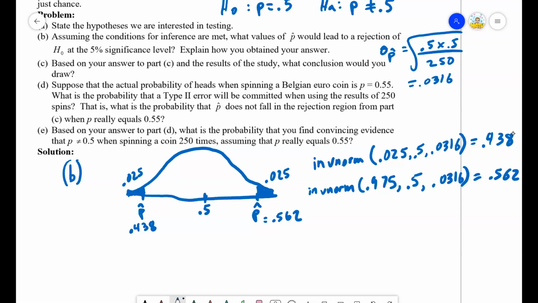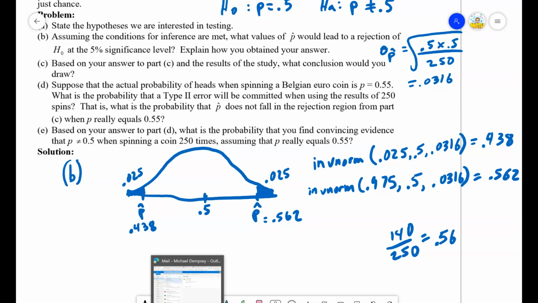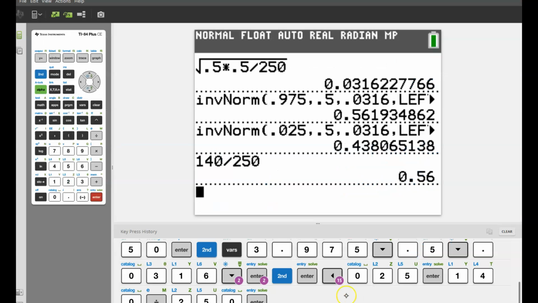We got 140 out of 250, right? And that's 0.56. So without actually running the test, we would conclude that we would not reject the null hypothesis. So part C says, based on your answer to part B and the results of the study, what conclusion would you draw? We would have to conclude that we don't have significant evidence that it's minted improperly. Now we came awfully close though. If you want to check it on the calculator, what would we do?